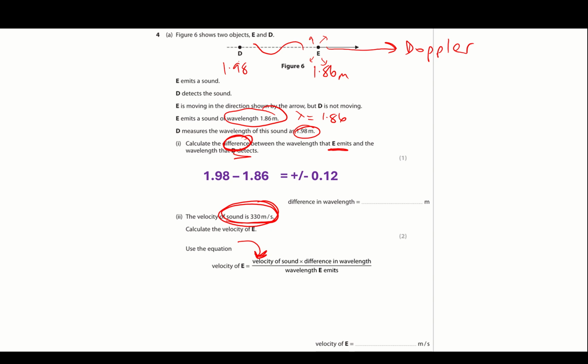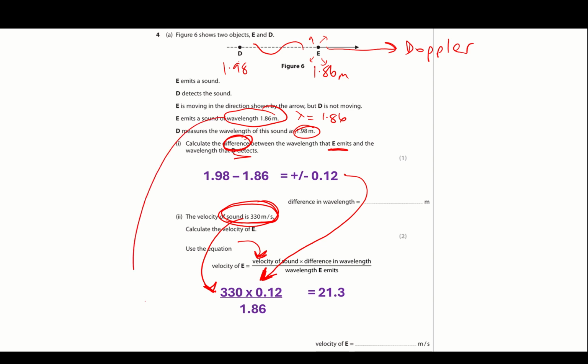So we can just pull down our information. Speed of sound, 330, multiplied by the difference, that's what we worked out in the question above. So that's what makes this quite tricky. All divided by the wavelength of E, which we said was 1.86. And now we've worked out the velocity is 21.3 meters per second. So it looks tricky, it's actually quite nice.